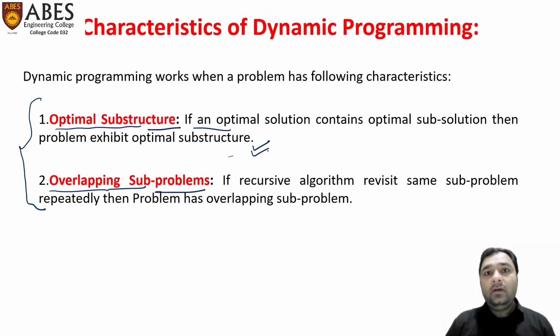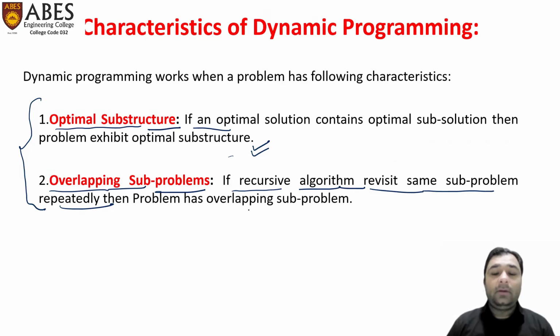Now, how do we solve these subproblems to obtain the optimal subsolutions? When we get an optimal subsolution, that optimal subsolution will be helpful for providing a solution of the problem that will be optimal. Next is overlapping subproblems. If a recursive algorithm revisits the same subproblem repeatedly, then the problem is said to have overlapping subproblems.